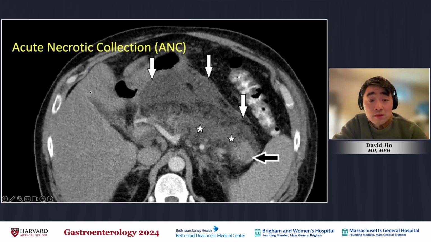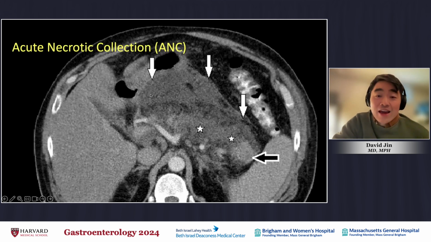In contrast is the patient who presents with necrotizing pancreatitis and has an acute necrotic collection. You see there's very little enhancing pancreas left. In fact, the pancreas itself, marked by these stars, is hypoenhancing. There's a little bit of normal pancreatic tissue marked by the black arrow here in the tail of the pancreas. And anterior to the pancreas, you see an acute necrotic collection. This is a heterogeneous collection. You see there are bright and darker areas.